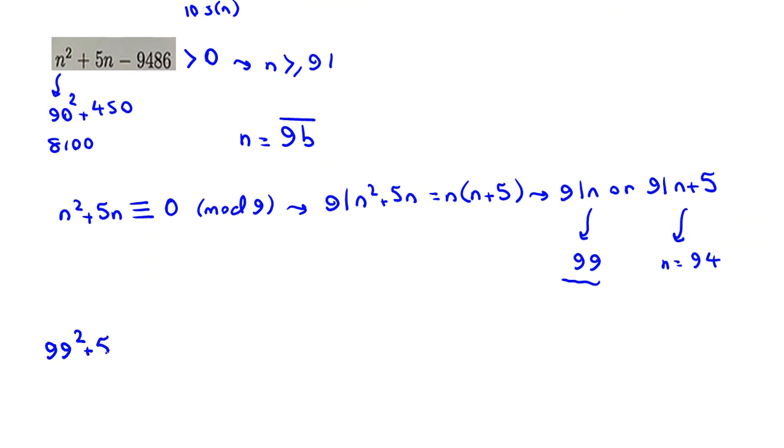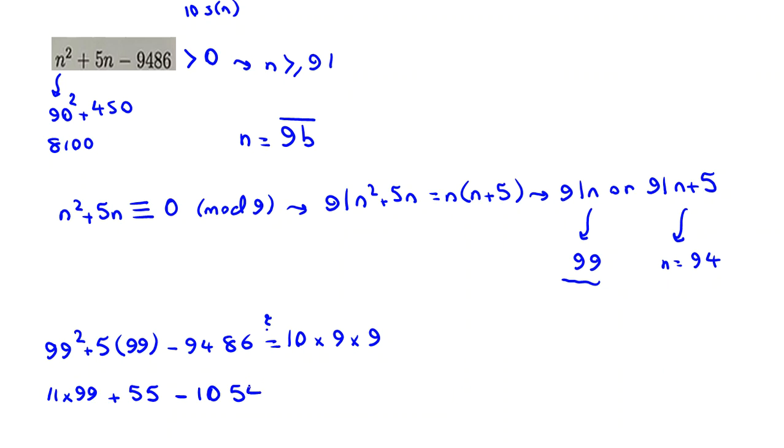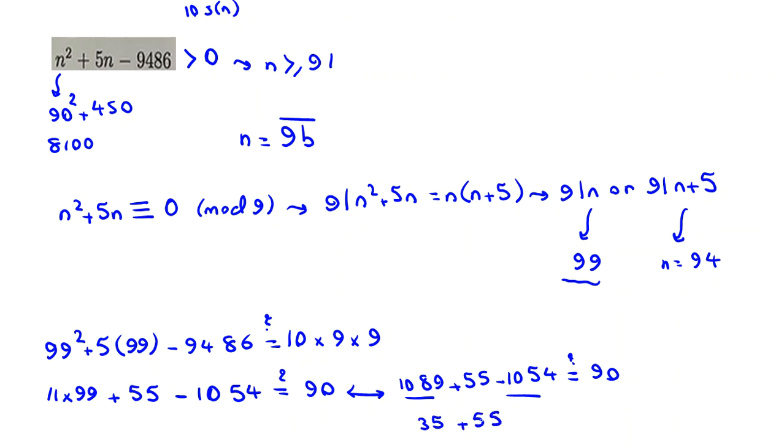So 99 squared plus 5 times 99 minus 9486 should equal 10 S of n, which is 10 times 9 times 9. Now, okay, we want to prove this. At first, we divide both sides by 9. It will be 11 times 99 plus 5 times 11, 55, and if we divide by 9, minus 1054. We want to prove why it is equal to 90. Okay, if we multiply this, it is equivalent to showing that 1089 plus 55 minus 1054 equals 90. This number minus this number, 9 minus 4, 5, 8 minus 5, 3, 35 plus 55. Here, it will be 80, 90. And it's satisfied, and it's the greatest number. So the answer to this problem is 99.